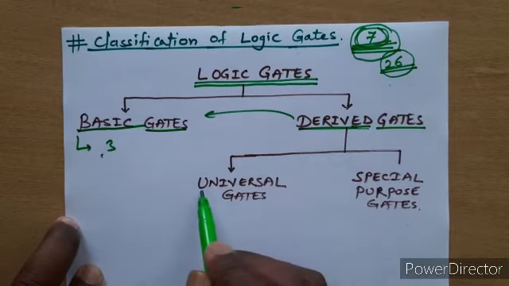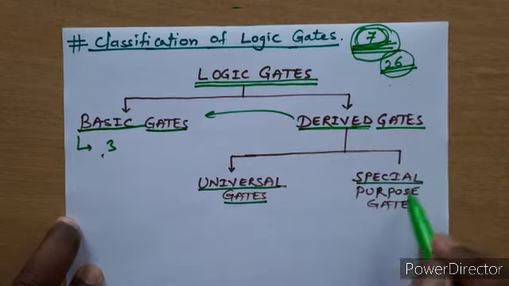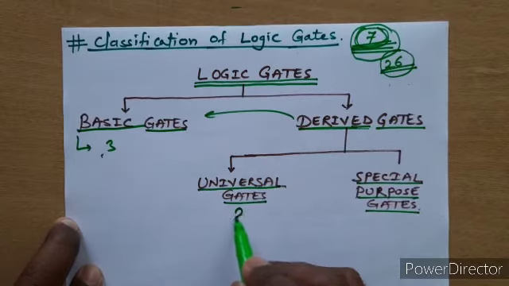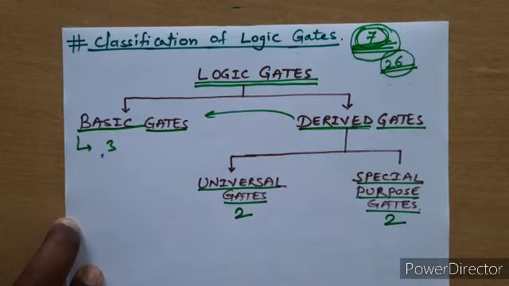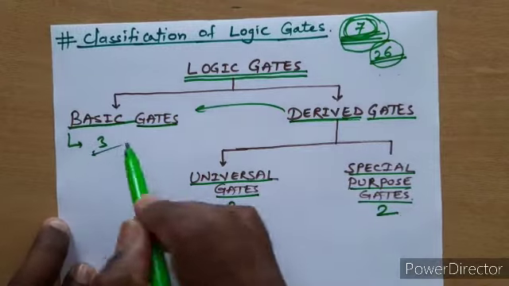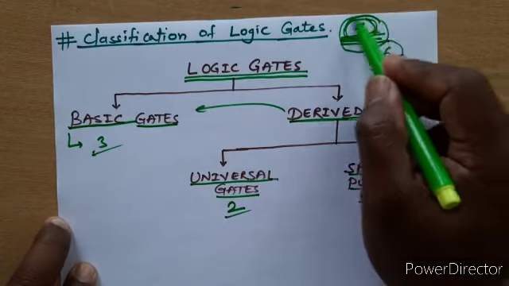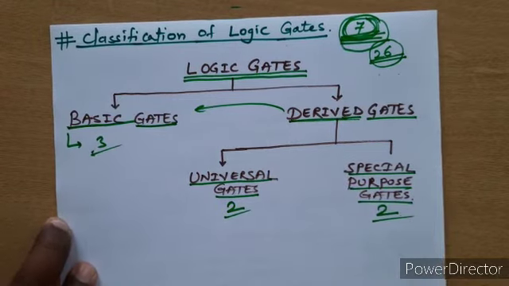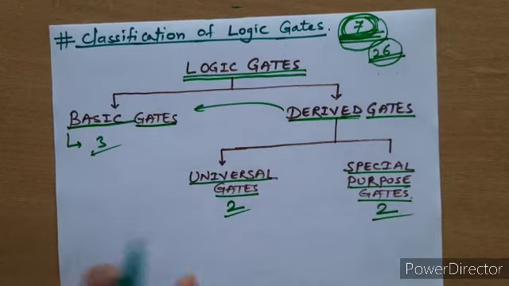Then we have universal gates and special purpose gates. We have two types of universal gates and two types of special purpose gates. So 3 plus 2 is 5, plus 2 is 7. That is what I said: we have 7 logic gates in digital circuits, and we are supposed to study all the details of these 7 gates. Let us move forward our discussion to the basic gates.